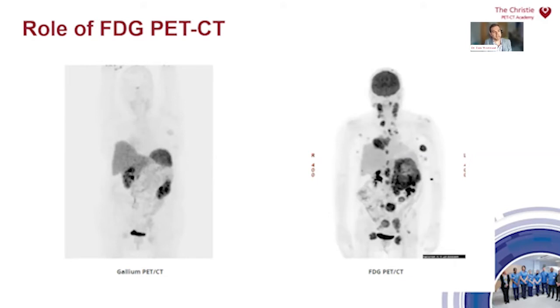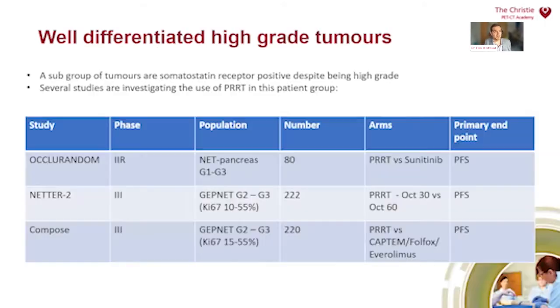Where FDG PET-CT becomes useful is as a problem-solving tool. So say, for example, you have a patient where the majority of disease sites are showing good uptake on gallium PET-CT, but a minority show less uptake than expected. You may want to perform an FDG PET-CT to ensure that you're not underestimating the amount of somatostatin receptor negative disease. For example, sometimes disease can be inconspicuous in the bones. You don't want to underestimate that before giving PRRT. So that's the context in which FDG PET is viable in these patients.